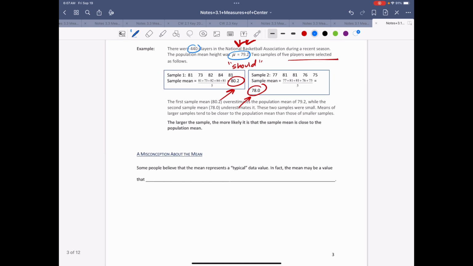A lot of people say that the mean represents a typical data value. In fact, this isn't necessarily true, because the mean may be a value that is not even in your data set. Like if you look at those problems, look at 80.2. It wasn't in the sample. It's possible it wasn't even in the population. So that's what you've got to remember.